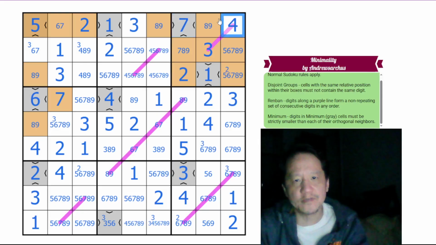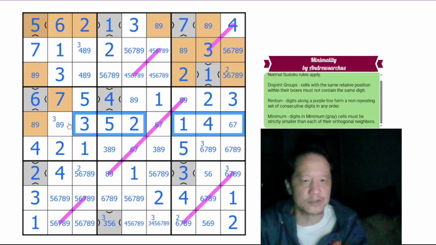That makes this 7, so it's next to both 8 and 9s. 7 eliminates 7 here, so that's 6. That makes that 7. This has to be 5. No 5 here, no 6 or 7. This becomes an 8, 9 pair, which eliminates 8 and 9 in the rest of the row.